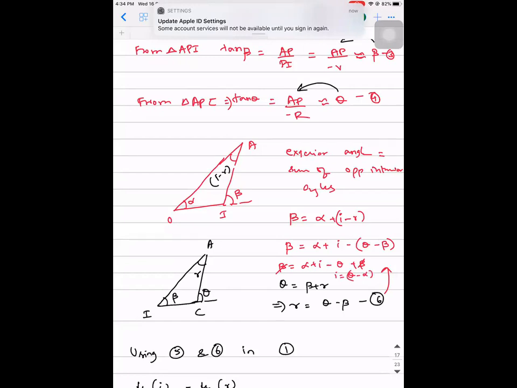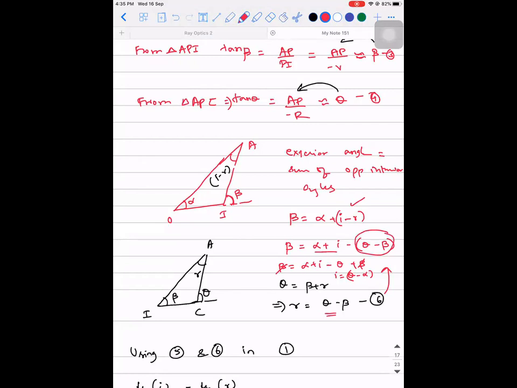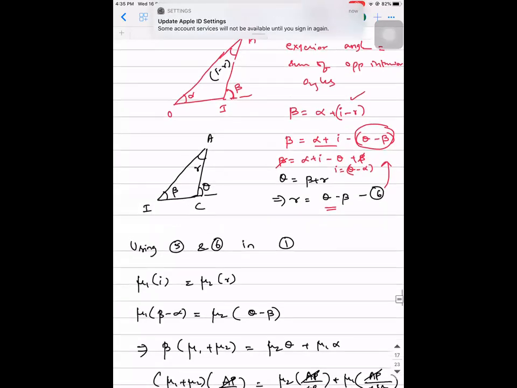Accepted? You're able to understand what I did? So again, the same thing. Beta is equal to alpha plus I minus R. In the place of R, I use theta minus beta. Then beta and beta got cancelled. Then I will be equal to theta minus alpha. Right? So using that here, what do we get?